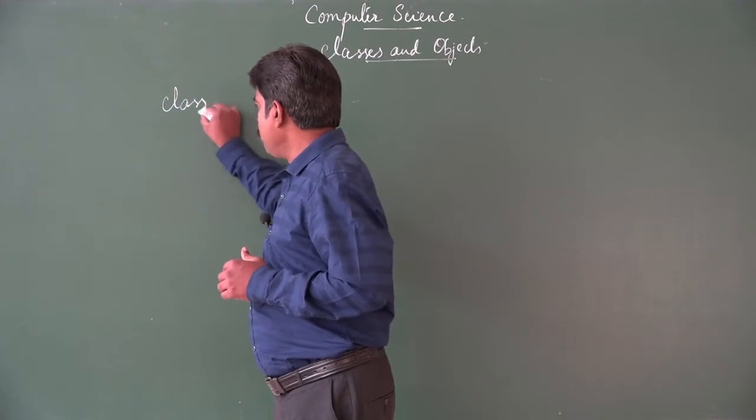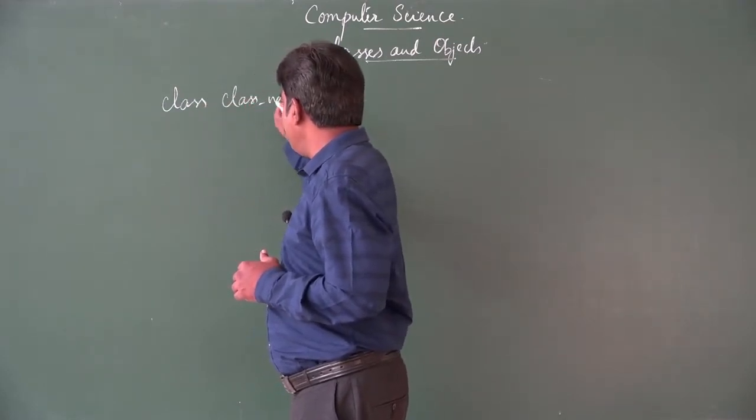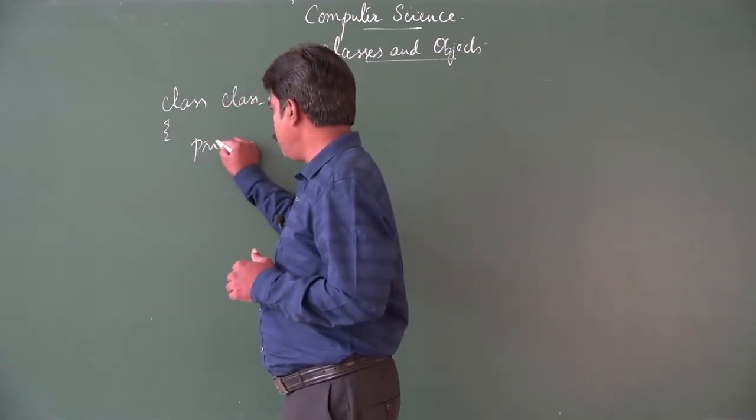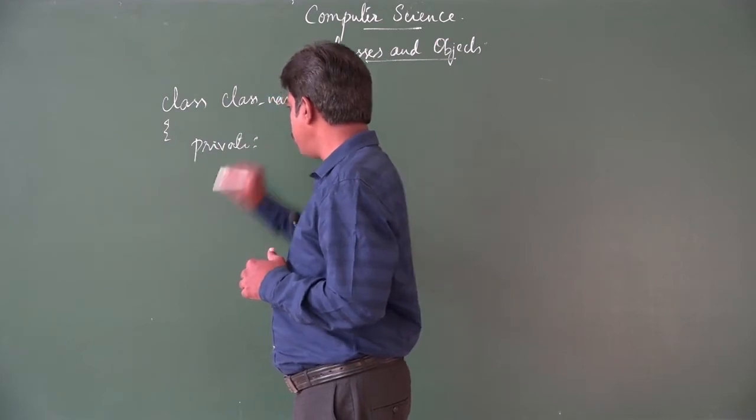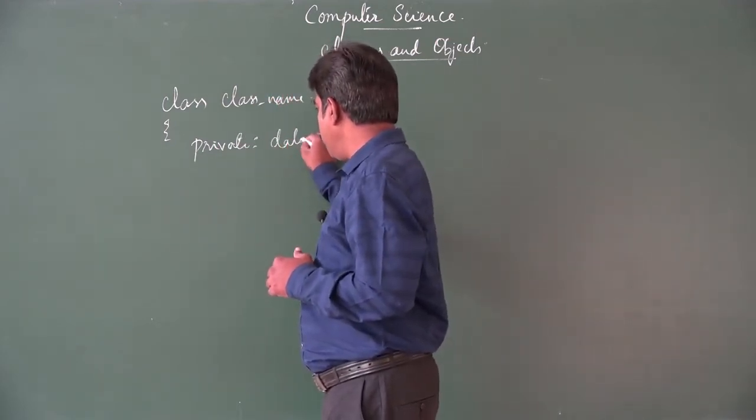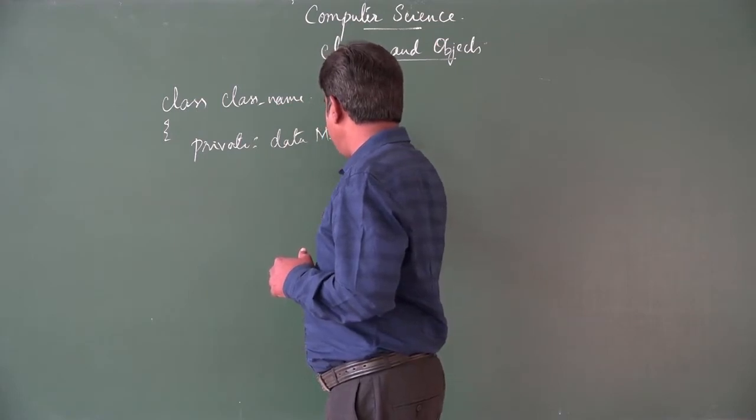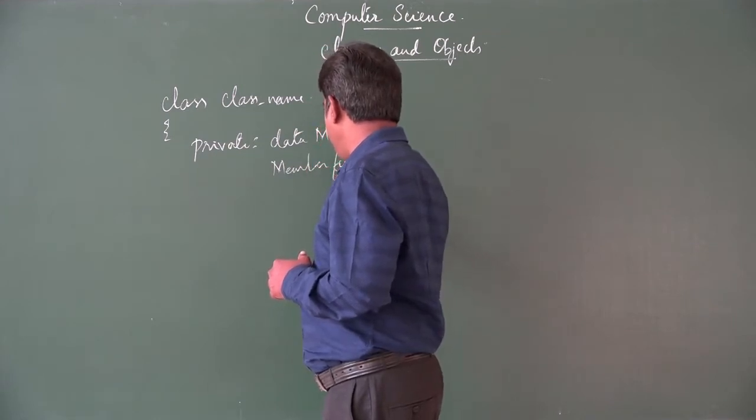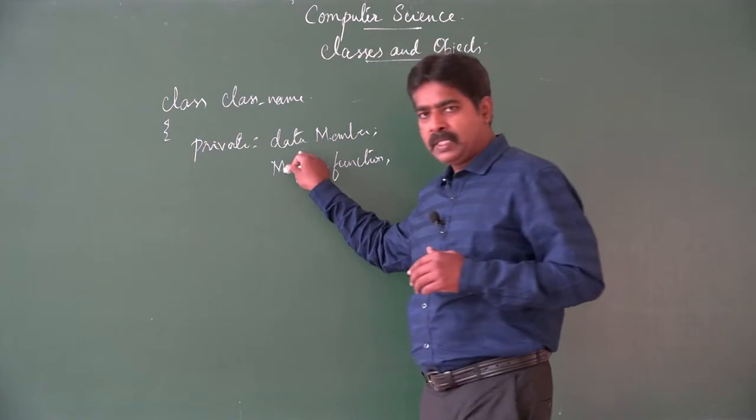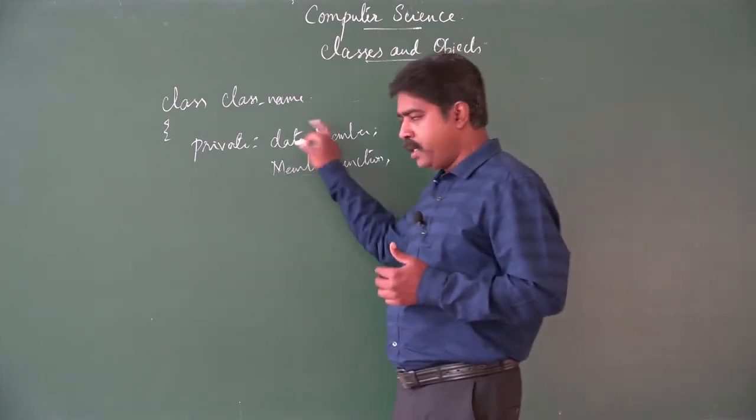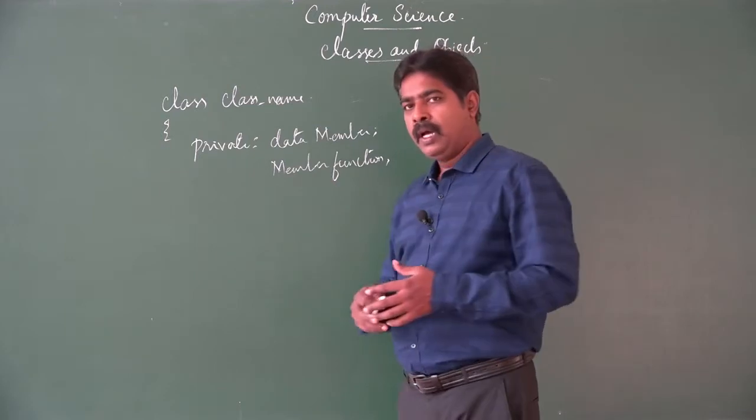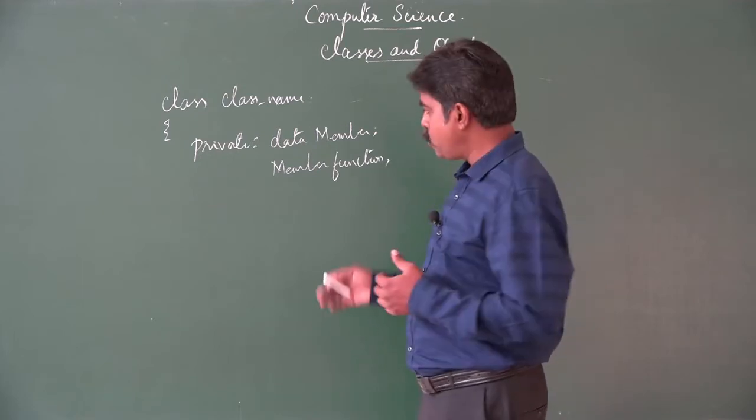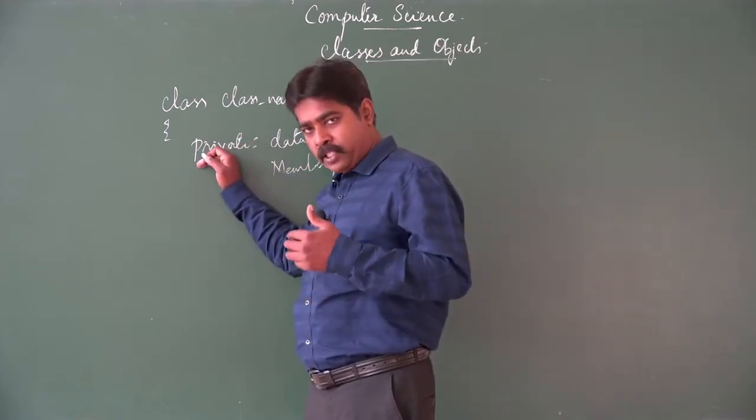class, and there is a class name, open a flower bracket, and then private. Hope you remember we had written this, private, data member, and then member function, data member and member function. Last class, while writing the syntax, I had written member data. To differentiate between these two, I am saying data member, and the second is the member function. Private will be the access specifier.